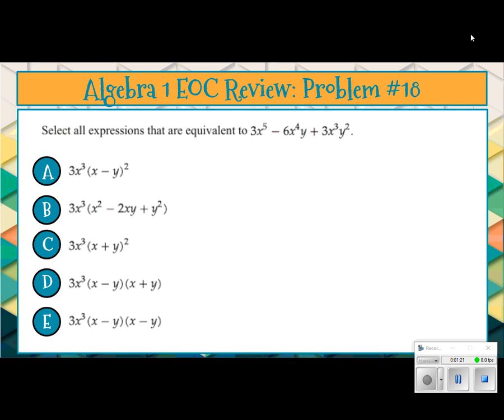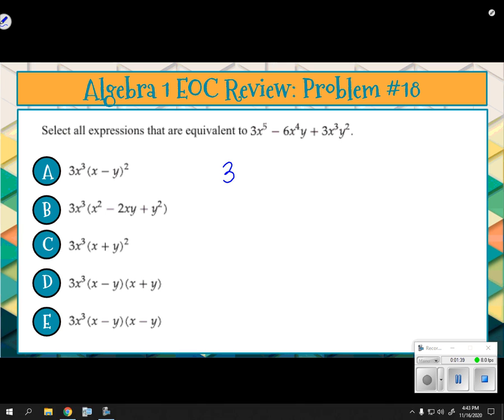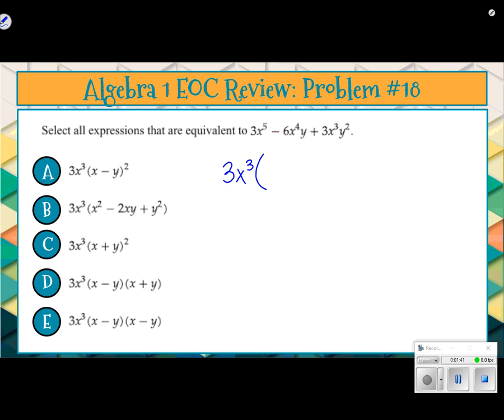Here's problem number 18. All right, so it looks like they want us to factor out a greatest common factor of 3x cubed, and then potentially factor whatever is left behind. So let's look at doing that. We're going to factor out a 3x cubed. That means we're going to divide everybody by 3 and take away 3 of their x's.